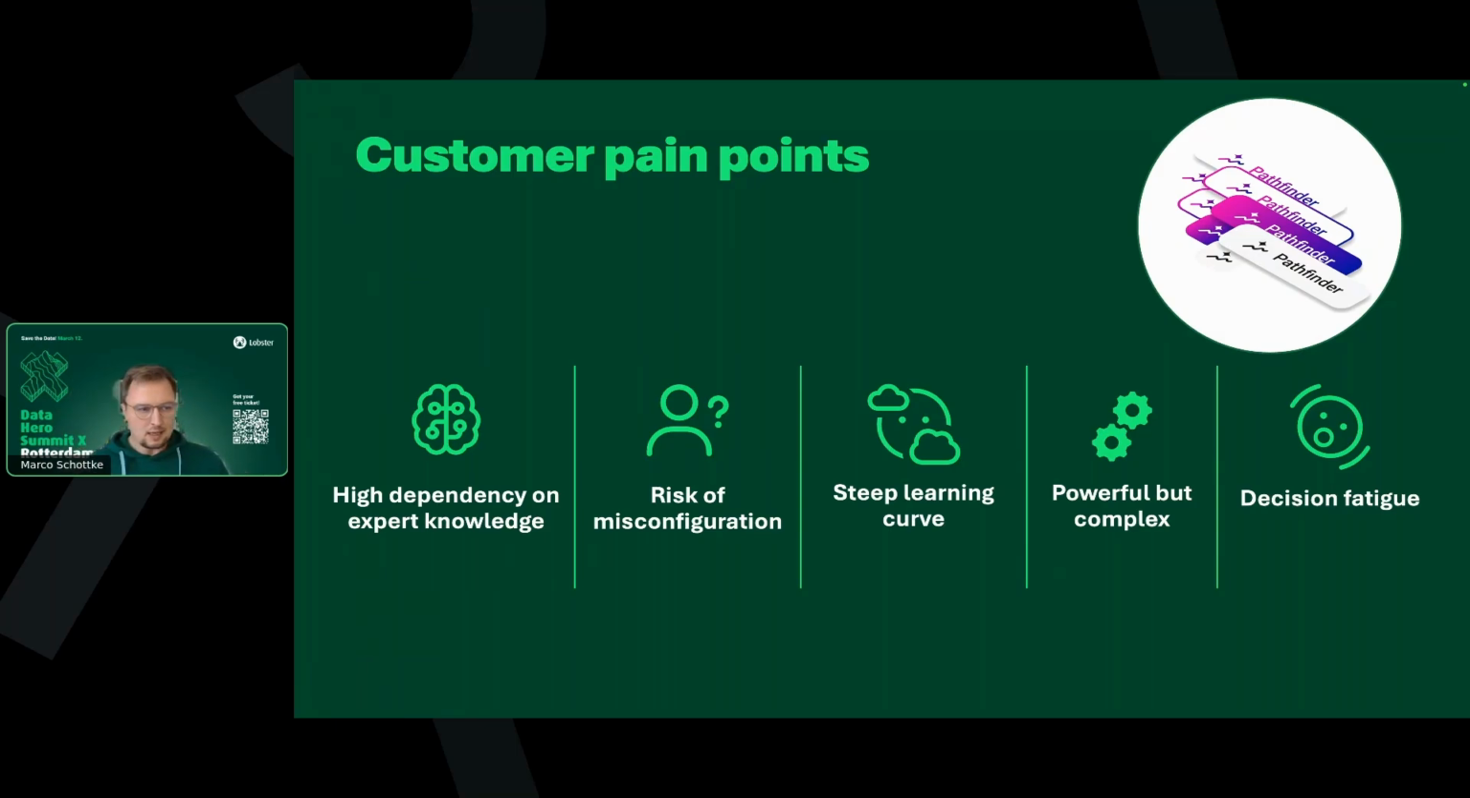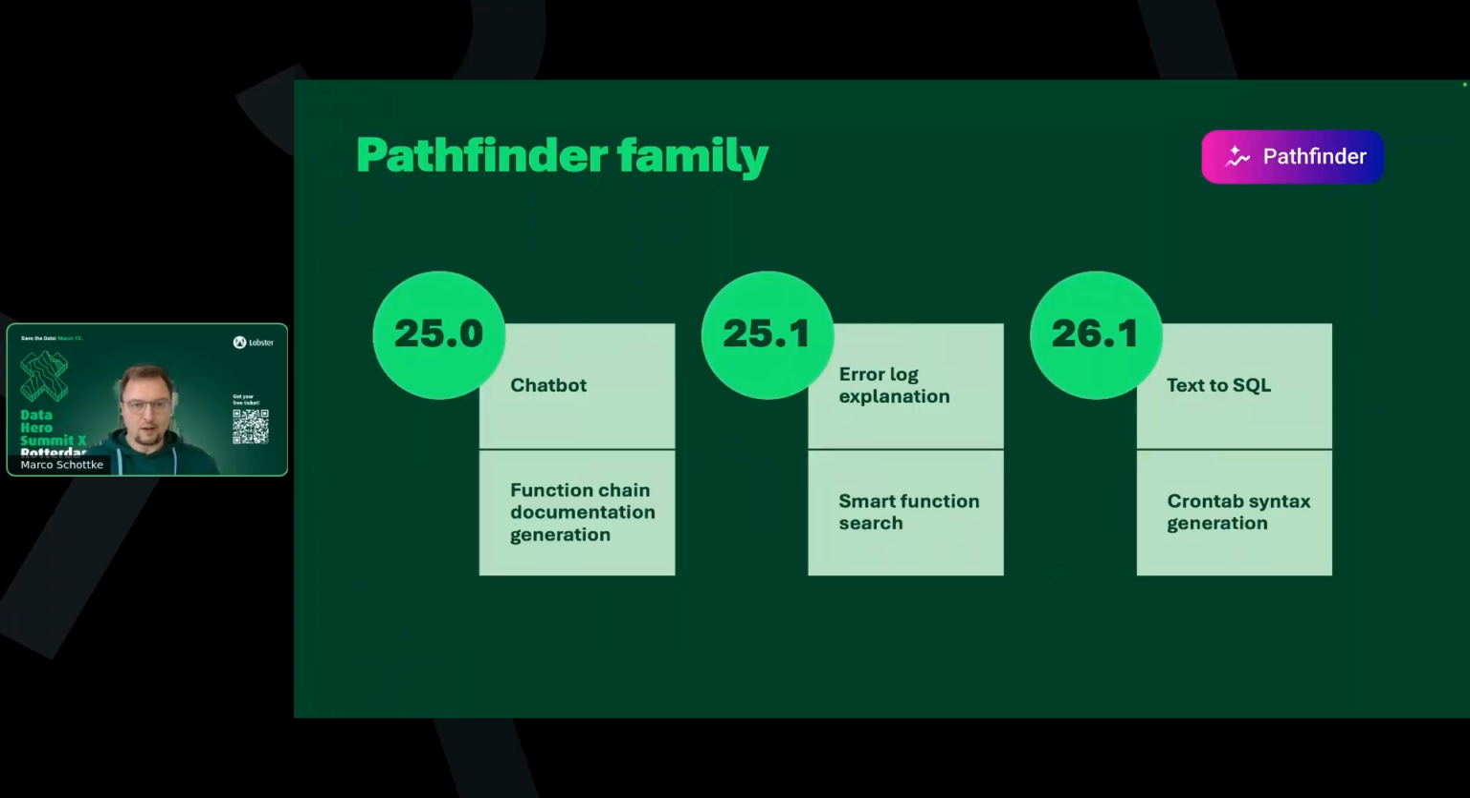Last year, we introduced our chatbot and our function chain documentation. Last year in October, we introduced error log handling, where Pathfinder explains the error log to you, and smart function chains. And this year, with 26.1, we invest even more into our agentic system with text-to-SQL and cron tab syntax generation. Having said that, I will hand over back to Rick, who will give us a quick demo about that.